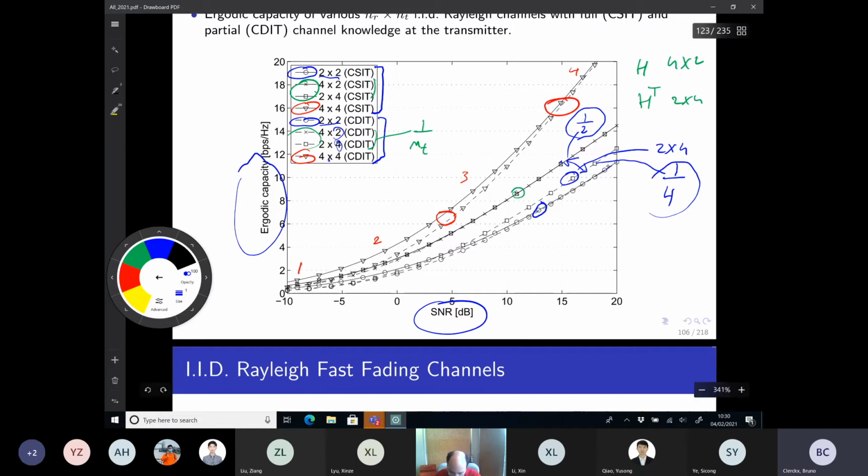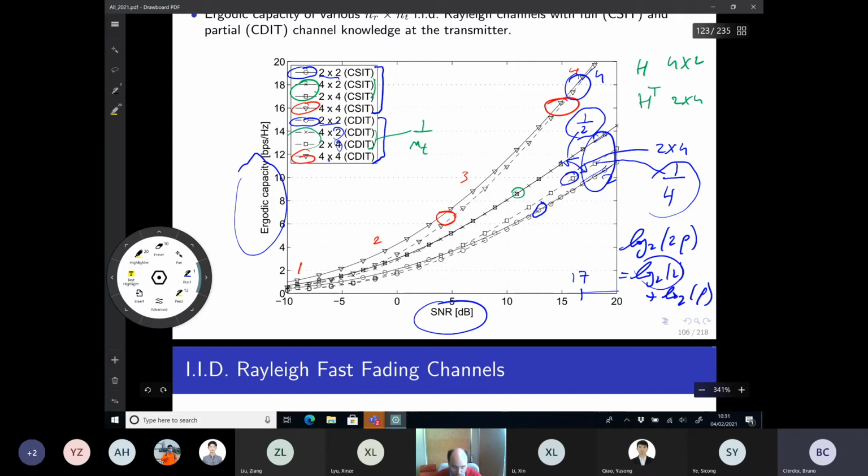Okay. Now the slope here, this is your multiplexing gain. So you have a slope of 2 for all those curves. Here you have a slope of 4. And how do you measure this? Well, if you have a slope of 2, that means if you increase by 3 dB, so you go from 17 to 20, you multiply your SNR by a factor of 2. That means that if you increase your SNR by a factor of 2, you have log 2 plus log 2 rho. So you gain 1 bit per second per hertz.